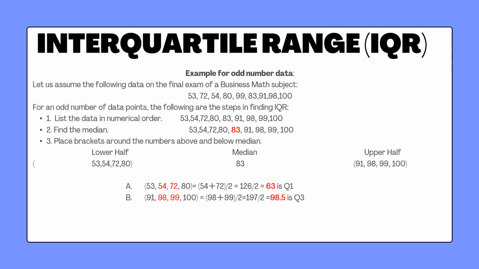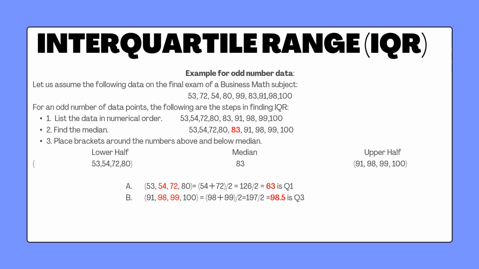Then, separate the data into two halves. Lower half, 53, 54, 72, 80. Upper half, 91, 98, 99, 100. Find the median of each half.